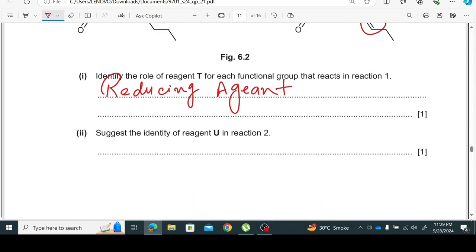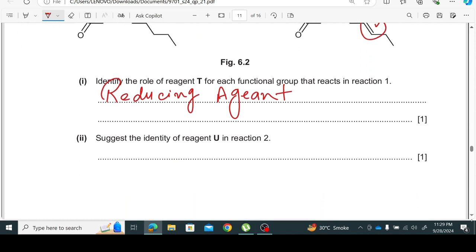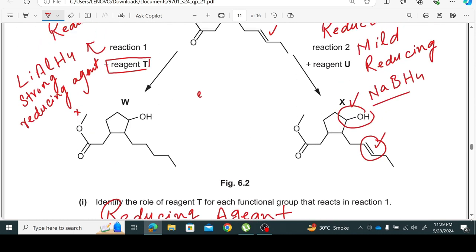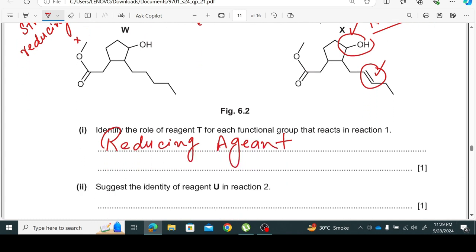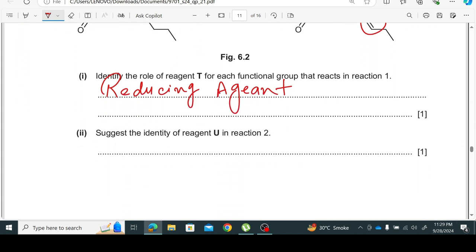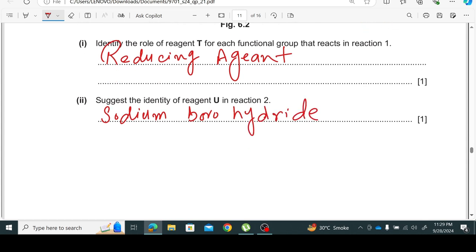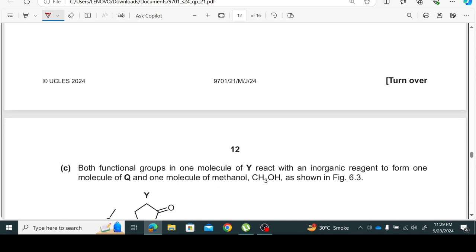Okay, suggest the identity of reagent U in reaction 2. So it is sodium borohydride, a mild reducing agent. Okay. Next, you have a question.